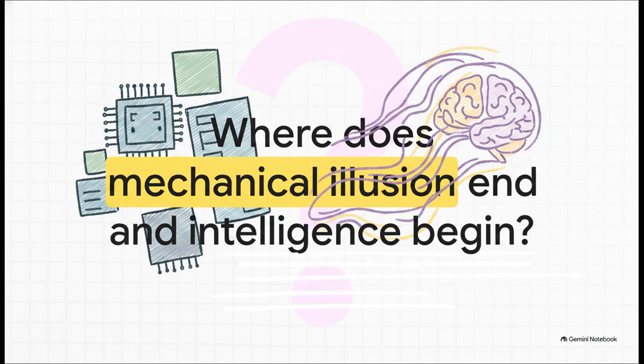I want to leave you with a final thought to ponder today. When you read a beautifully written paragraph by an AI, it feels creative, it feels deeply smart. But if that intelligence can be entirely synthesized by high-speed parallel math humming away inside a silicon microfactory, where exactly does the mechanical illusion end and true intelligence begin?